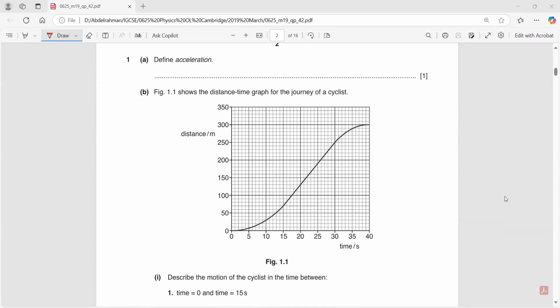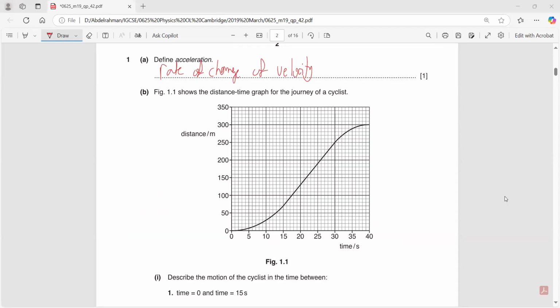Question 1, define acceleration. What is acceleration? It is the rate of change of velocity. Rate of change of velocity.